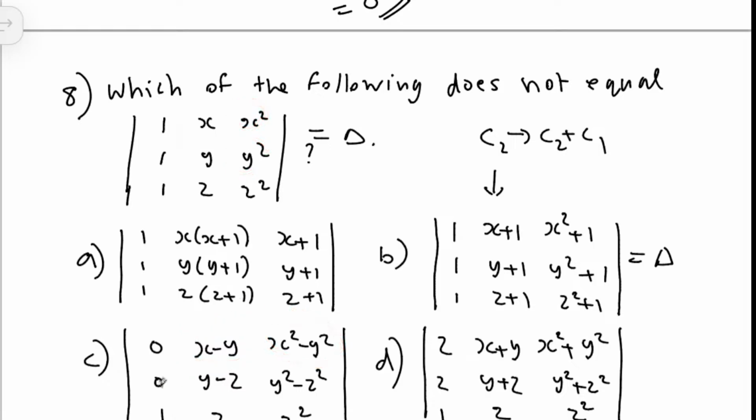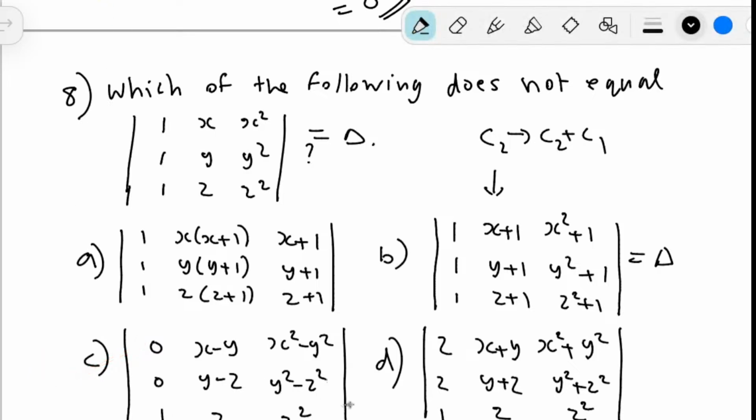Now look at the second row. Here y minus z. So R2 is nothing but R2 minus R3. So 1 minus 1, I am getting 0. Here I am getting y minus z, then y square minus z square. So this is also a row operation on this matrix. So this also gives the same determinant delta.